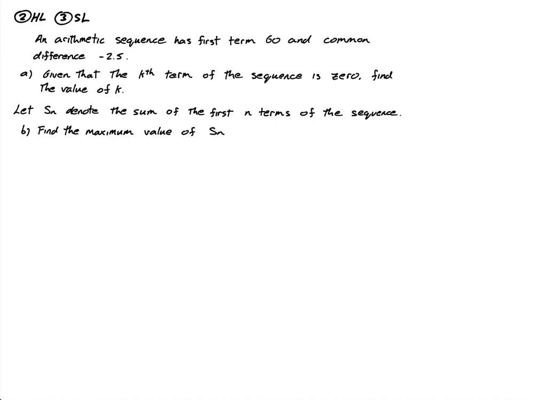Okay, question 2 for HL and 3 for SL. An arithmetic sequence has first term 60 and common difference negative 2.5. A, given that the kth term of the sequence is equal to 0, find the value of k.